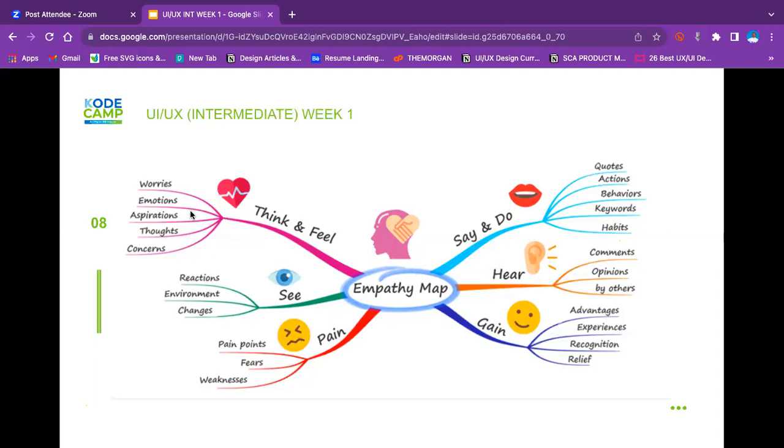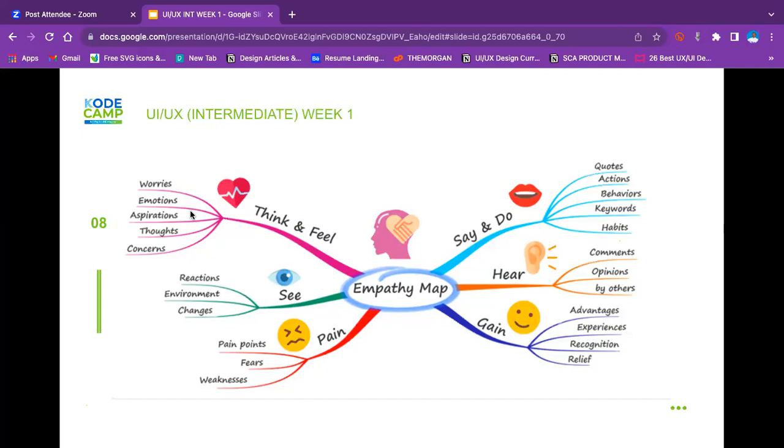Now you can move to what they say. You're looking at their quotes, their actions, behavior, keywords, and all of these. Then for what they hear, you can talk about comments, opinions by others, and all of that. Then gain: the advantage, experience, recognition, and relief. All of these things are very important.